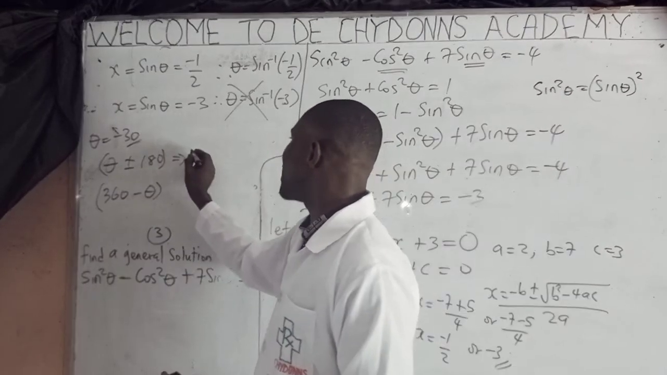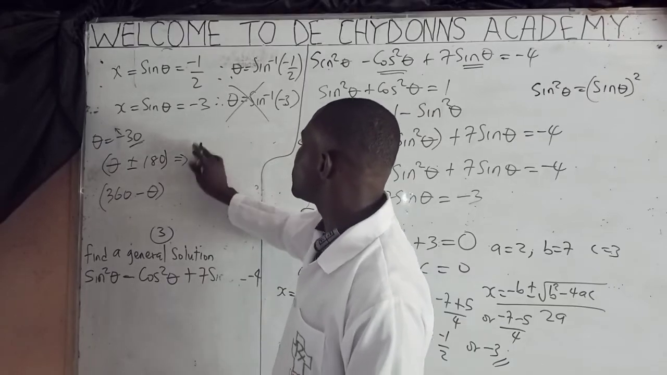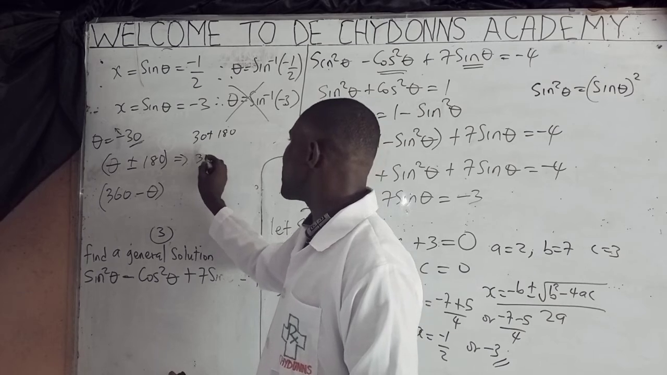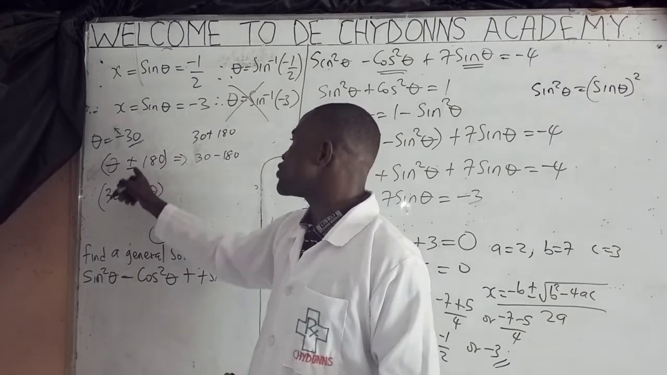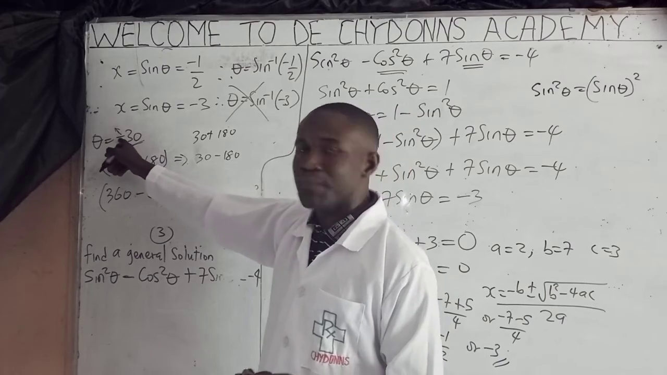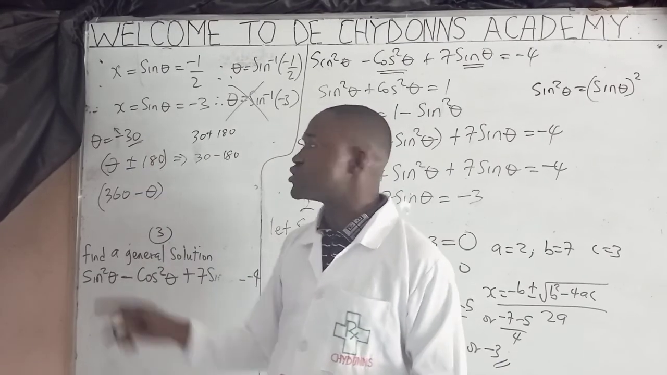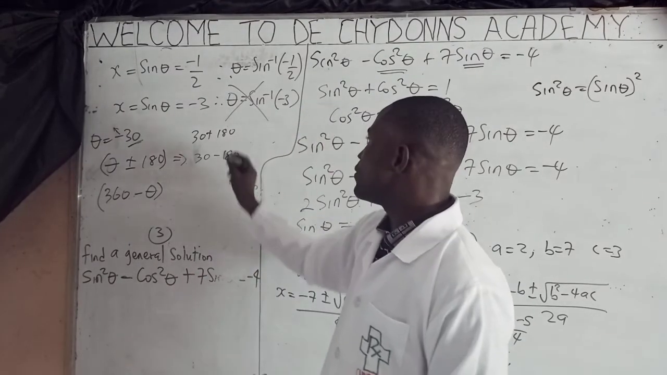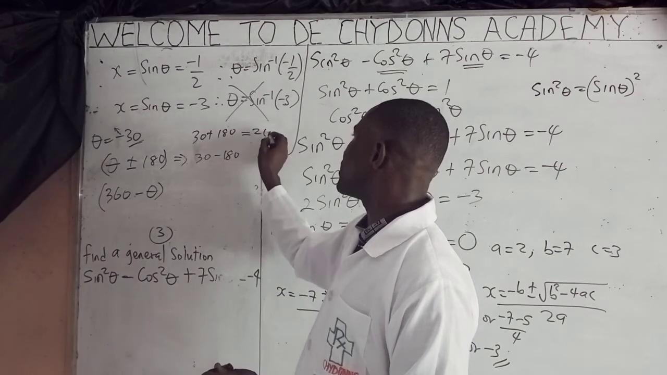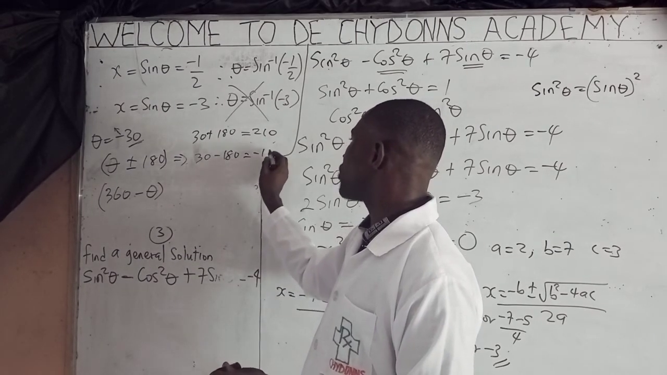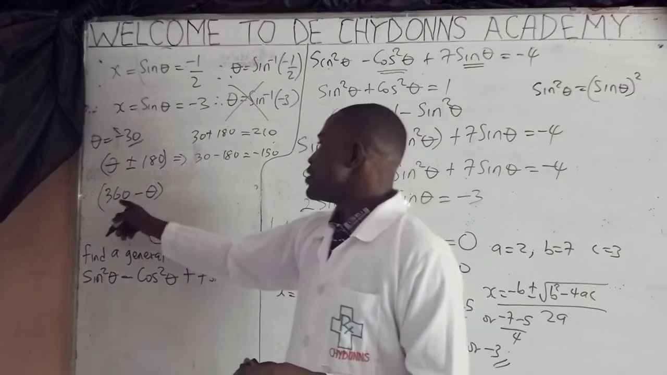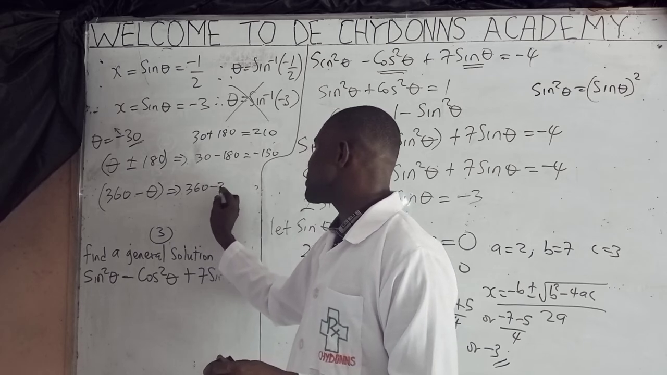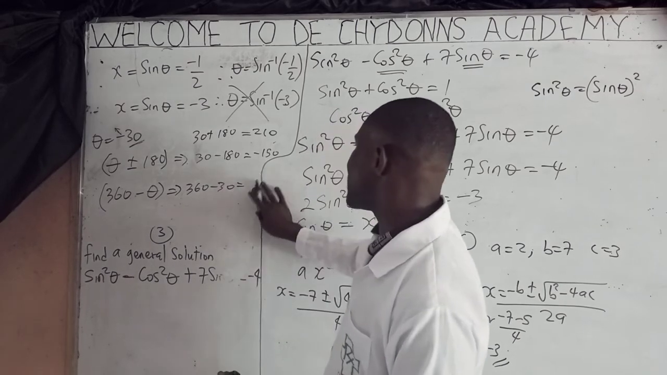So take the 30 only. First value, 30 plus 180, and next value, 30 minus 180. That is the meaning of plus or minus. Please do not include this minus. If they ask you why, say it's because you use the minus to know the quadrant you go to use. So 30 plus 180 will be giving you 210. 30 minus 180 will be giving you minus 150. Then 360 minus 30 will be giving me what? 330.